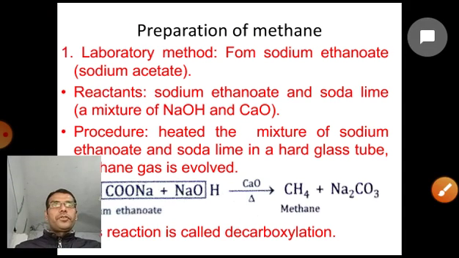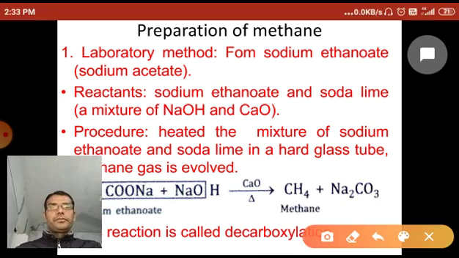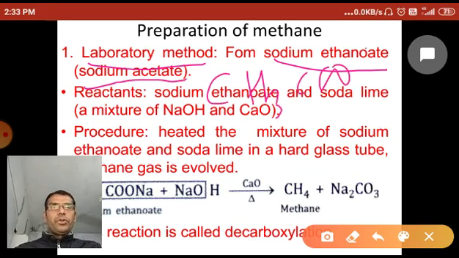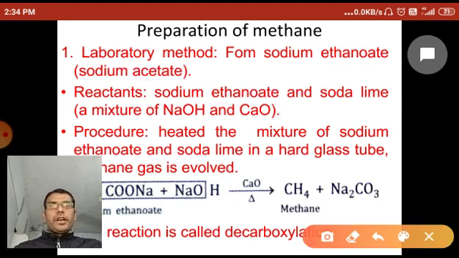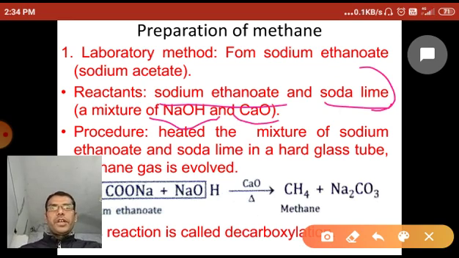Now the preparation of methane in the laboratory. Method for the preparation of methane from sodium ethanoate, also called sodium acetate, CH3COONa. It is the formula of sodium acetate. The reactants required for the laboratory preparation of methane are sodium ethanoate and soda lime. Soda lime is a mixture of NaOH and CaO.